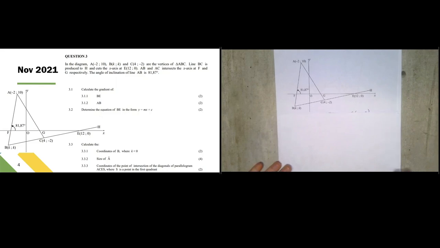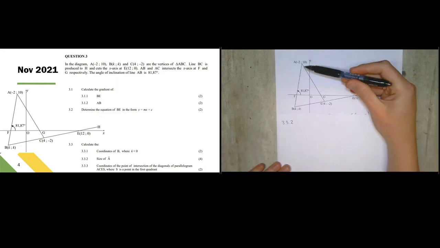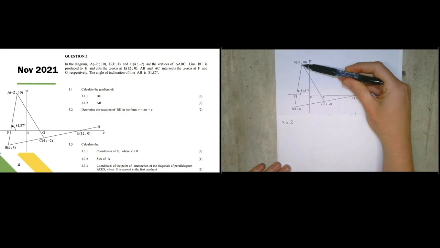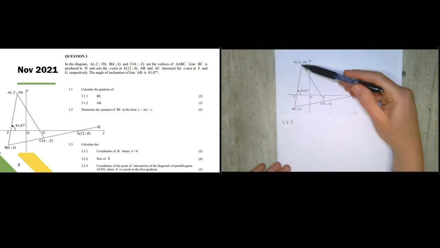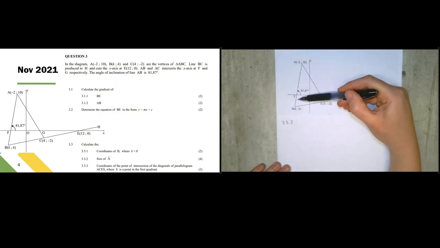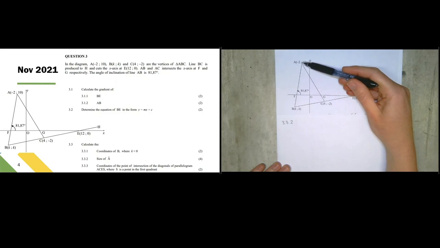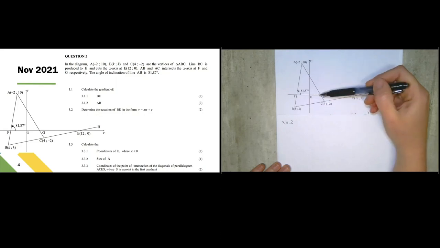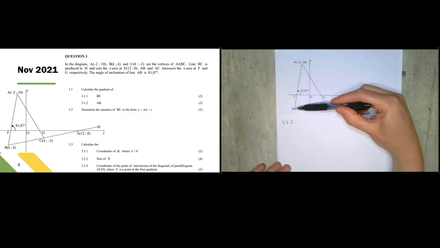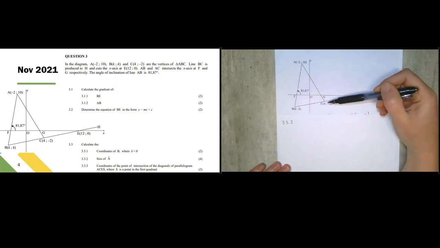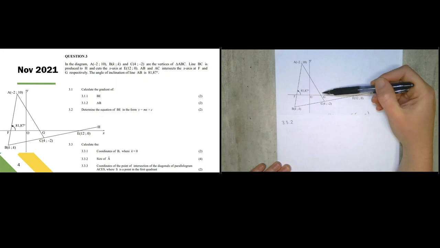3.3.2. For question 3.3.2, they're asking me to calculate the size of angle A. Whenever I need an angle on a picture that has not got to do with an inclination angle, go and work out the inclination angle of the two lines that form that angle. So angle A is formed by line AB and line AC. If I can get both inclination angles, then I can use my grade 8 geometry to calculate angle A. I already have the inclination angle of line AB, so I do need the inclination angle of line AC.